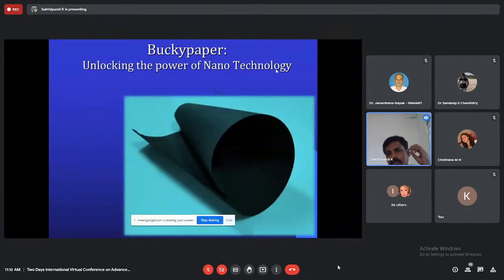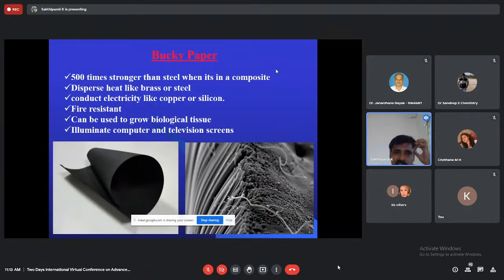This is one of the applications of Bucky papers. This paper is one of the advantages of nanotechnology. It is a small paper, but it is 500 times stronger than steel when it is a composite. It can dissipate heat. It can conduct electricity like copper. It is fire retardant. It can be used to grow biological tissues. It can eliminate computer and television screens. So it is a light paper, but the strength is 500 times that of steel.